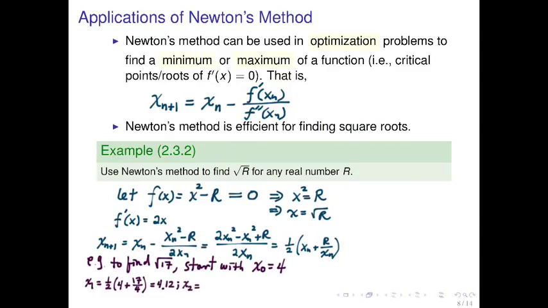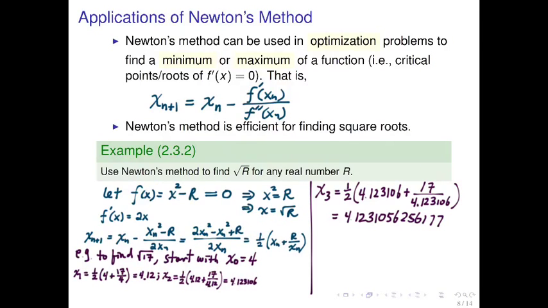If we do this one more time, x sub 2 would then be 1/2 times the quantity 4.12 plus 17 over 4.12. Now with the calculator, you get 4.123106. If we do this one more time, we get x sub 3 equals 1/2 times the previous root, 4.123106, plus 17 over the previous root, which gives us that big number. Just for the sake of argument, let's just do one more.